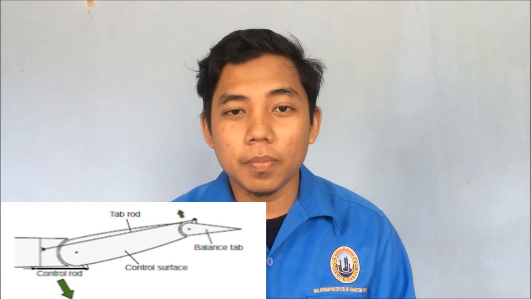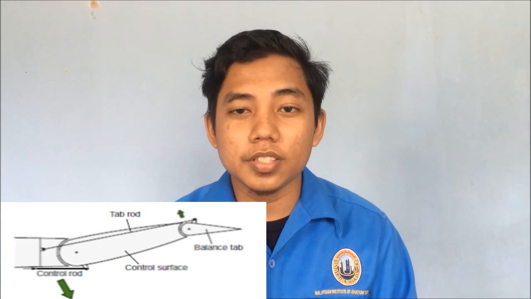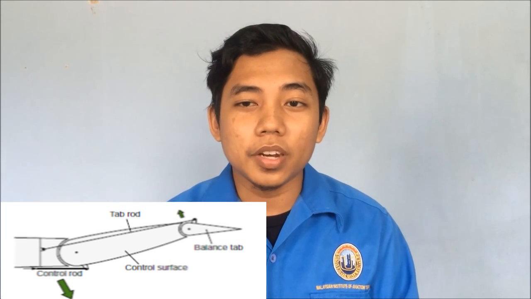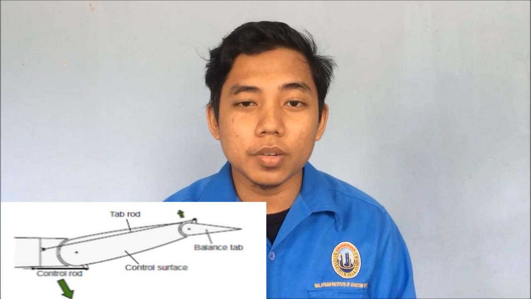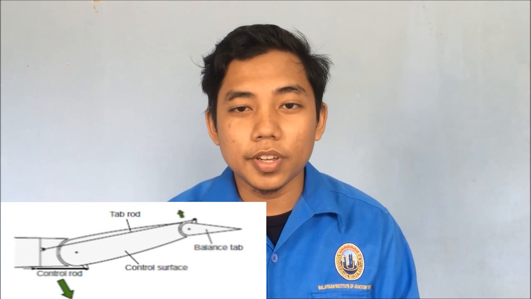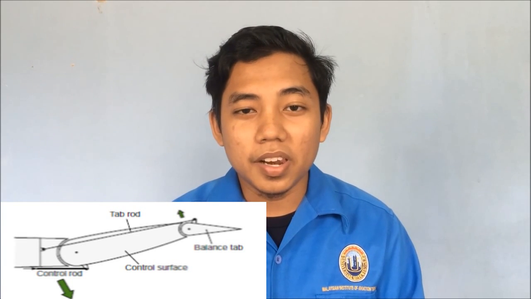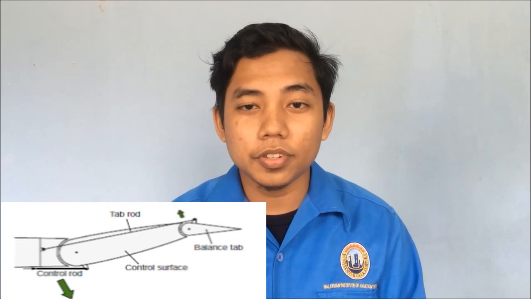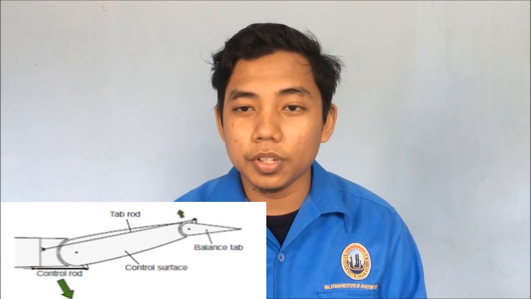Balance tab. A balance tab is linked to the aircraft in such a manner that a movement of the main control surface will give an opposite movement to the tab. Thus, the balance tab will assist in moving the main control surface. Balance tabs are particularly useful in reducing the effort required to move the control surface of a large aircraft.